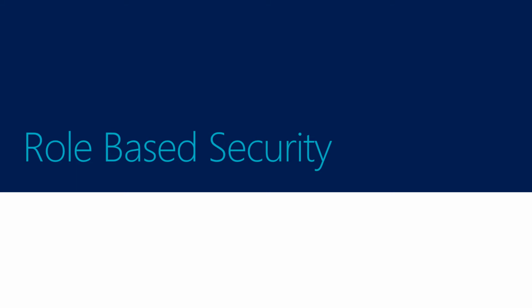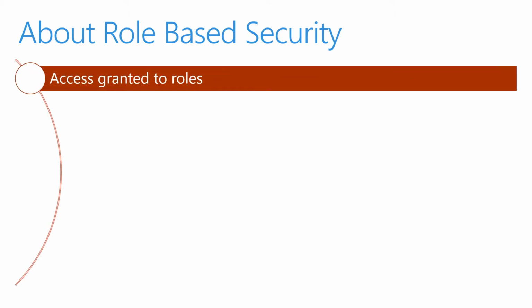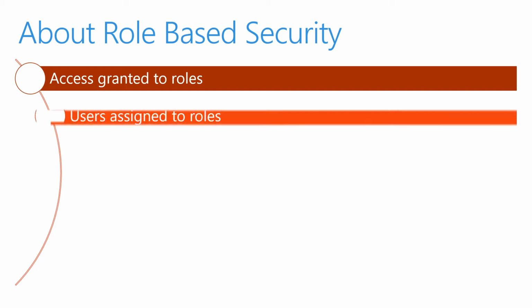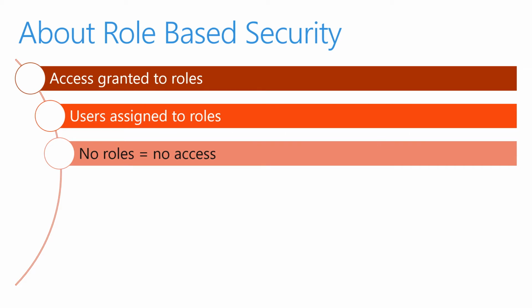In this lesson, we'll take a closer look at the security role structure that's provided out of the box in Dynamics 365 for Talent. In a role-based security system, access is not granted to individual users. It's only granted to security roles, and users are then assigned to those specific roles. A user who is assigned to a security role has access to the set of privileges that's associated with that role. A user who is not associated to any role has no privileges.